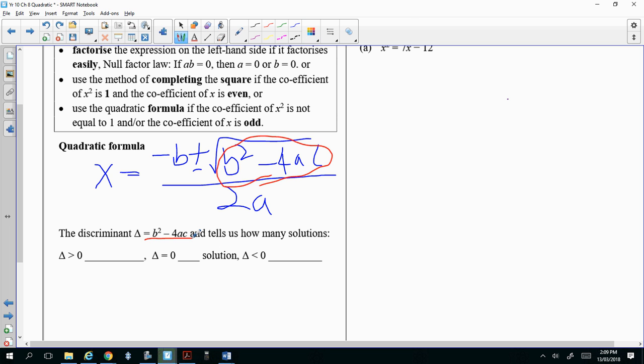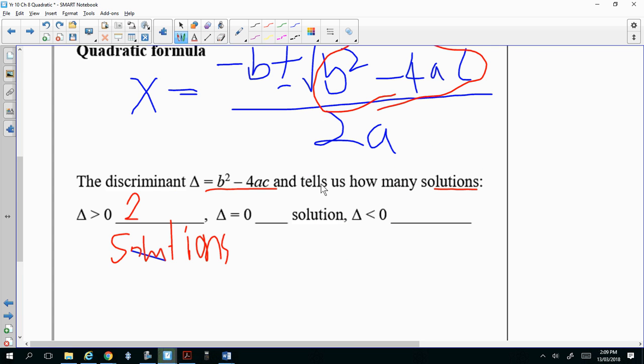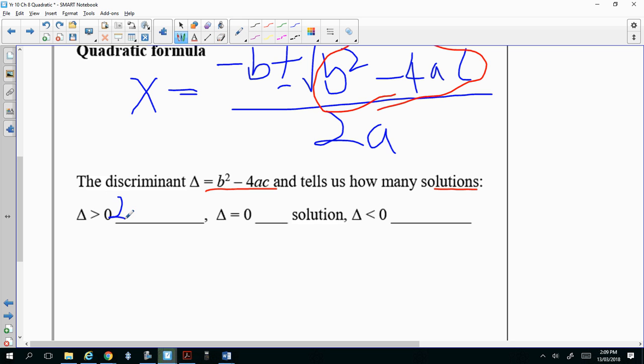Because it's inside the square root, when it's positive, it has 2 solutions, or 2 answers. Let's write it again. 2 solutions. And if it's 0, we say 1 solution. If it's less than 0, we have no solution.